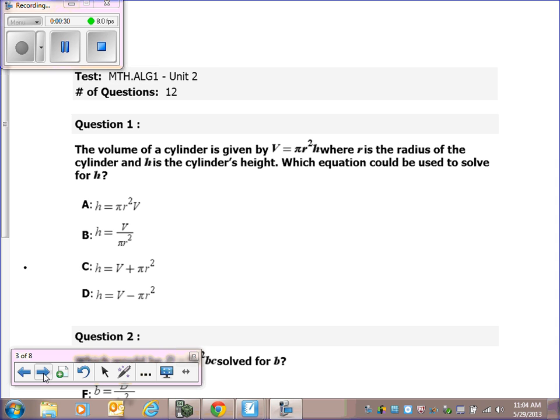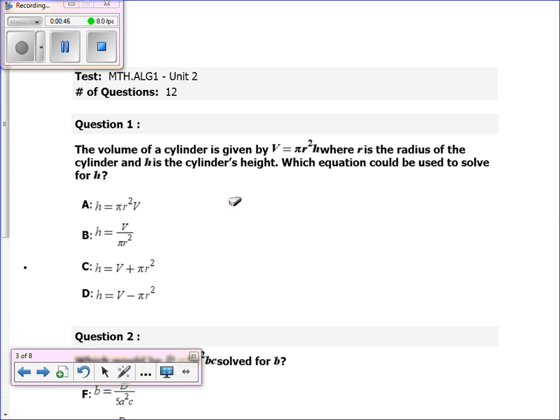Now, here we have the volume of the cylinder is given by V is equal to pi r squared h, where r is the radius of the cylinder and h is the cylinder's height. Which equation could be used to solve for h? Now, this is solving a literal equation. And since they want to solve for h, that means we have to isolate h. We have to get h by itself.